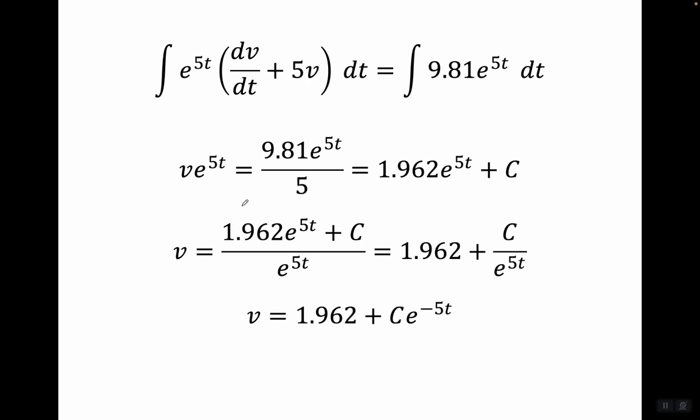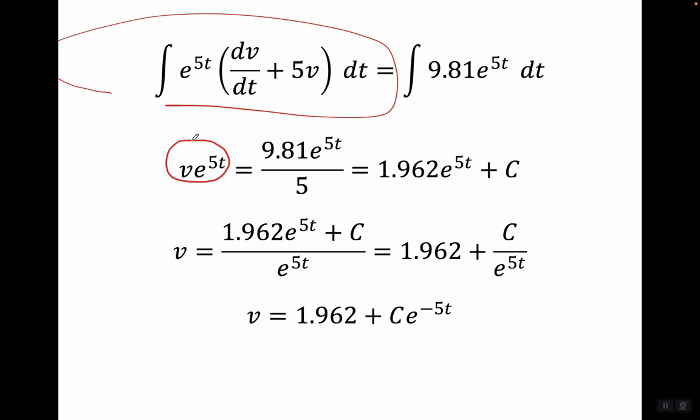So we end up with this hairy mess over here, but again, remember that this left side is just going to be y e to the integral P of t dt. In this case, that's v e to the 5t. And the right side's pretty easy. The integral of 9.81 e to the 5t dt is 9.81 e to the 5t over 5. We don't need the plus c; we're going to throw in the plus c over here after we simplify this. So this is 1.962 e to the 5t plus c.